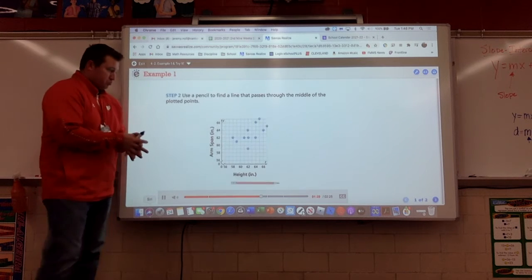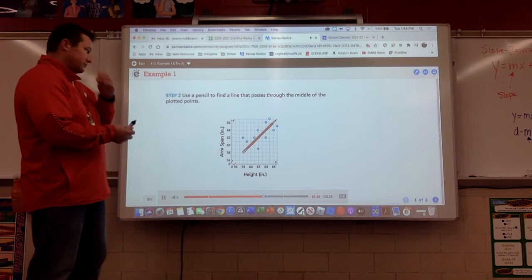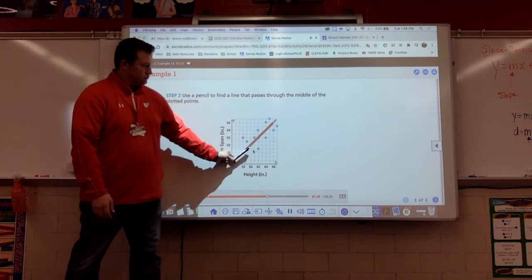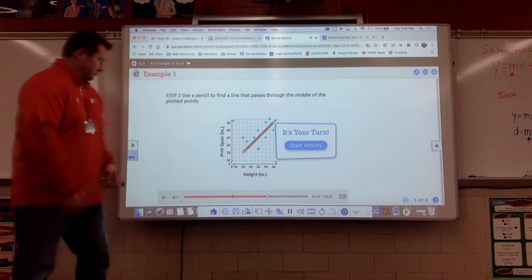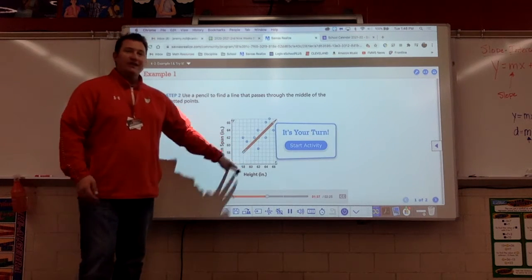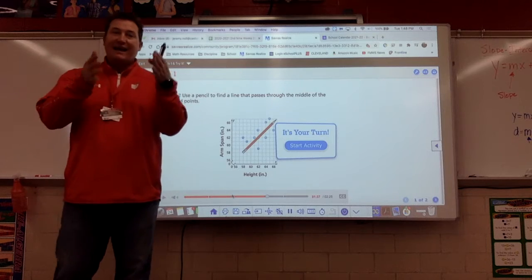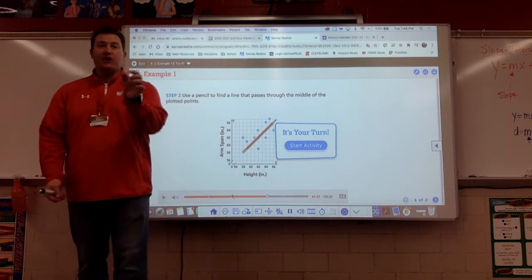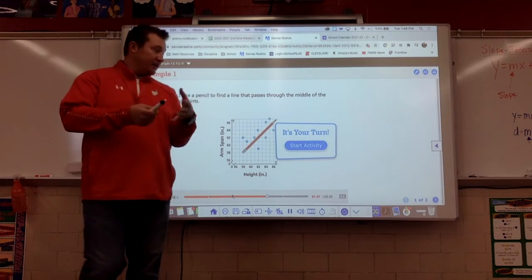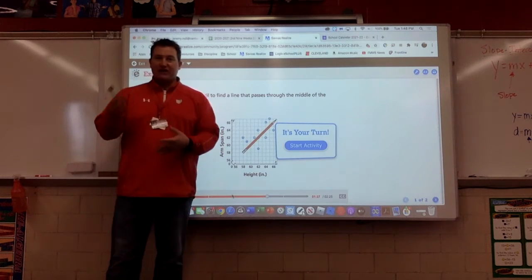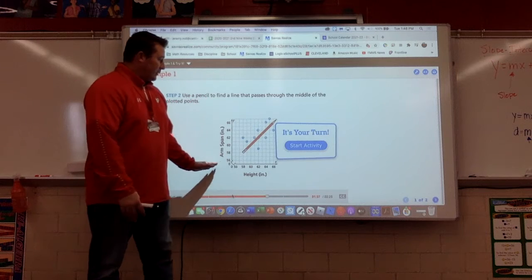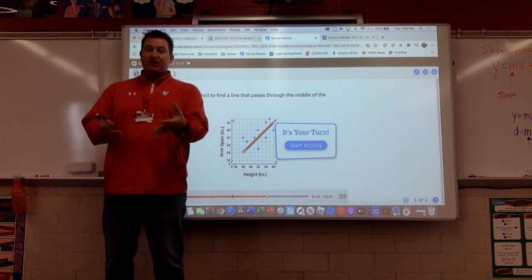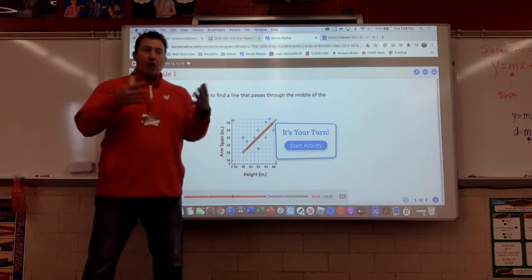Georgia can next use a pencil to find a line that passes through the middle of the plotted points. So guys, we call this line, this is what we're going to work on today. We have a special name for this line that they've represented with the pencil. We call that a trend line. We'll talk about what makes a good or bad trend line. And guys, what you need to know is trend lines will go in the direction of our association or our pattern.